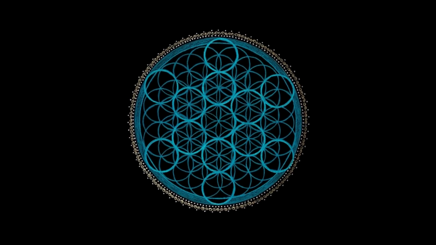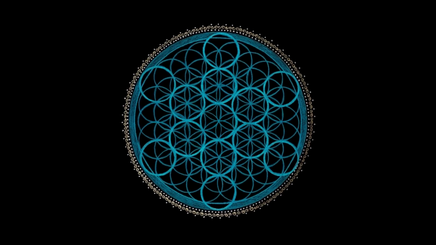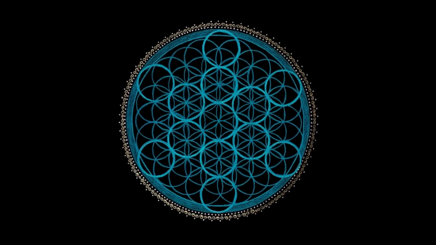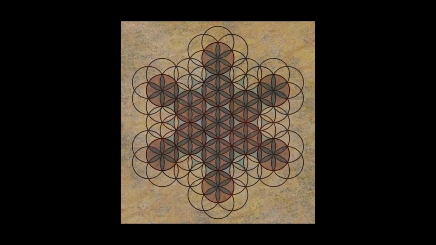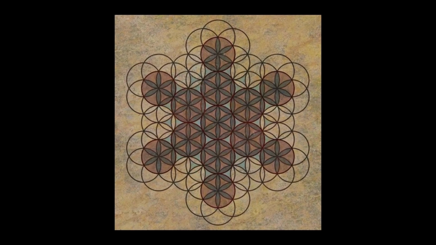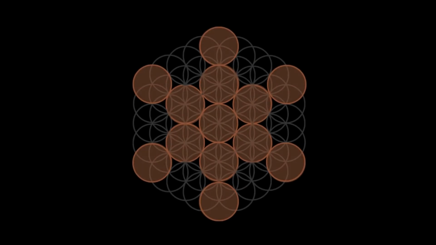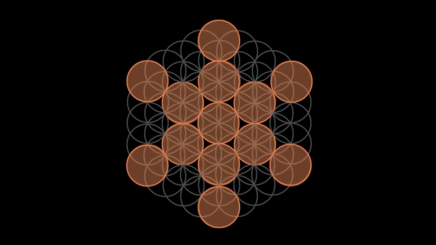Today, we delve into a profound symbol in sacred geometry, the fruit of life. The fruit of life is formed by connecting the centers of a specific set of circles within the flower of life pattern, creating a geometric design of 13 circles. It's regarded as a foundational symbol that reveals the structure of the universe at its most basic level.